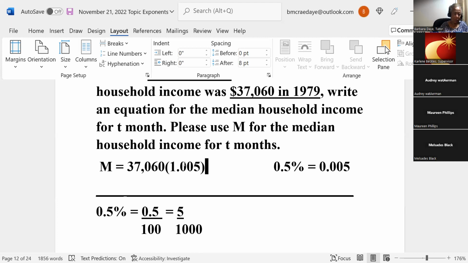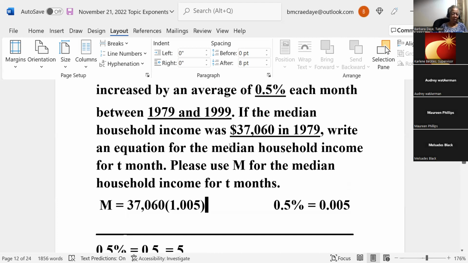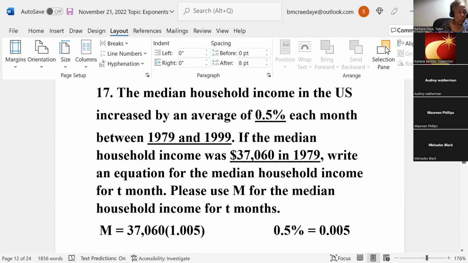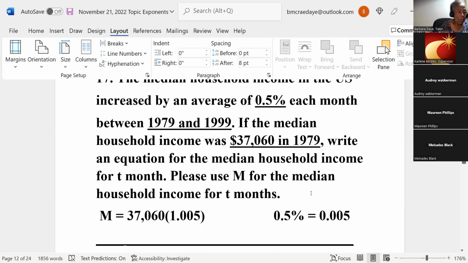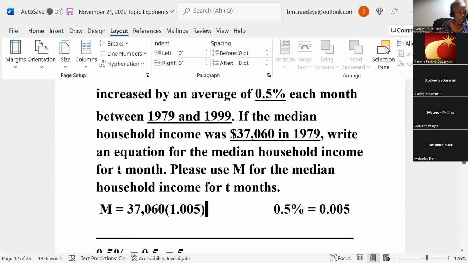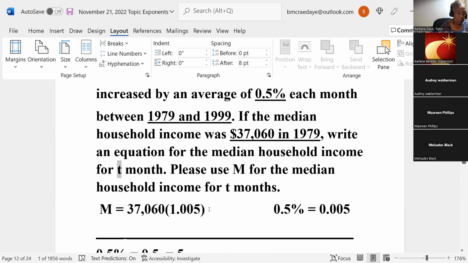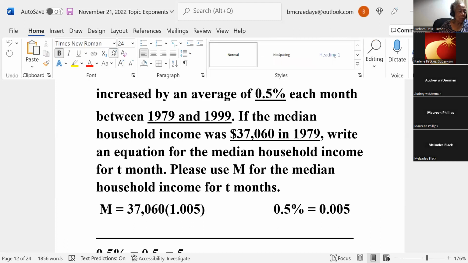Raised to the 5th power, from 79 to 99. Actually, we're not going to put the power here, because the problem said household income for T months. So we'll just put the T here. So that would just be T. Because the problem said T months, so let's just put power of T.